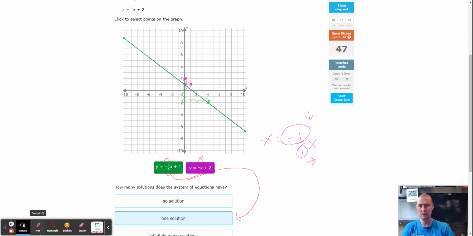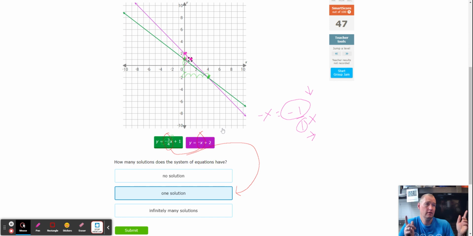Now, it looks like no solutions, but because the slopes are different, they're eventually going to cross, and they do at point +4 and -2. So check that out. I was right. One solution, because they will cross based upon different slopes. Different slope, one solution every time. All right, turn that one in.